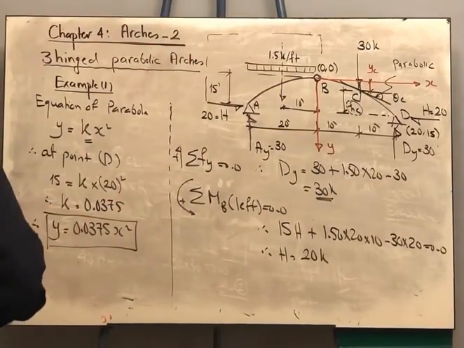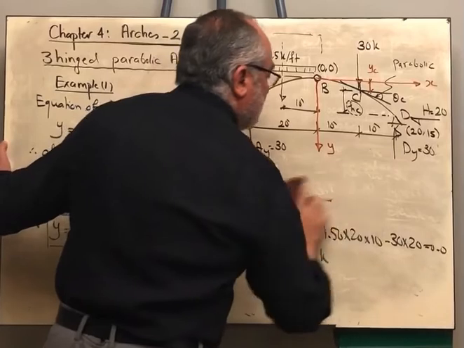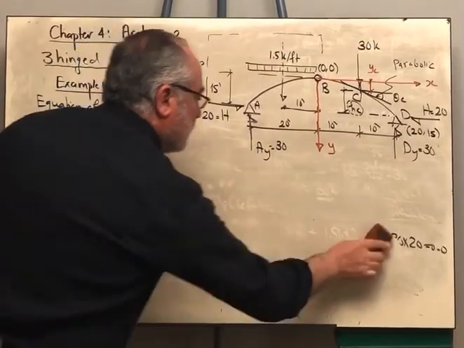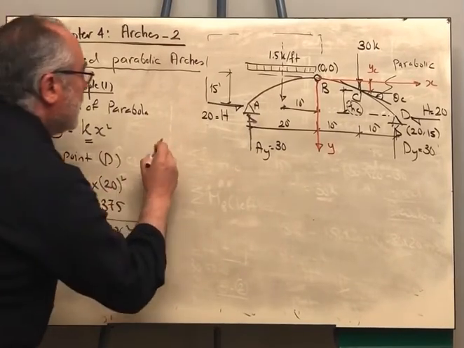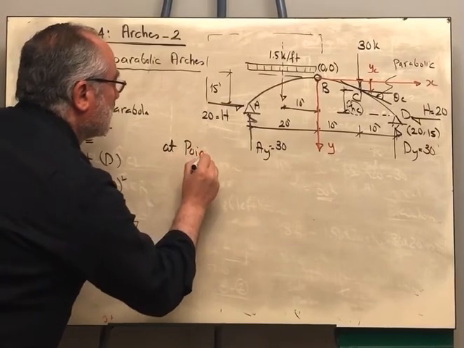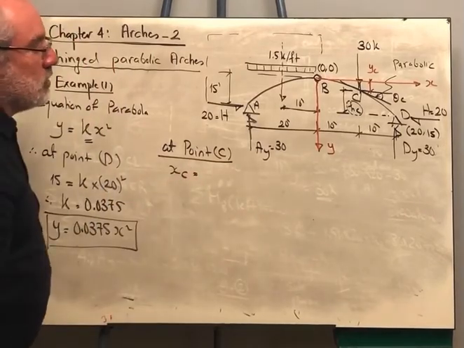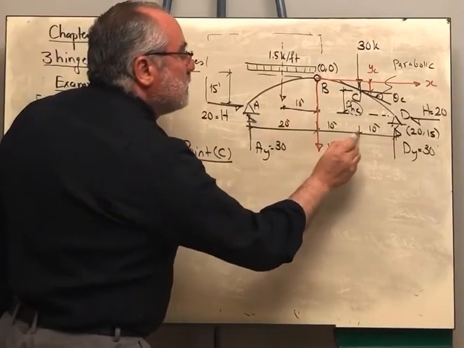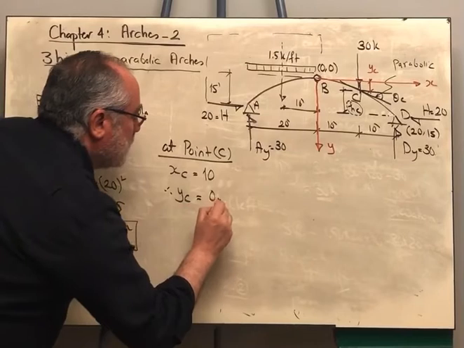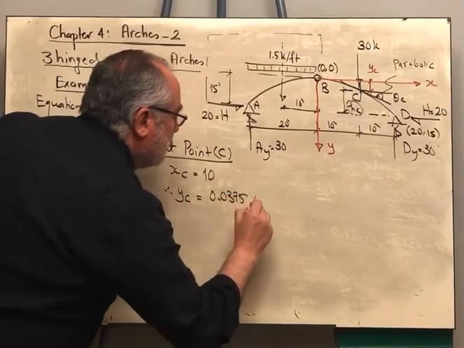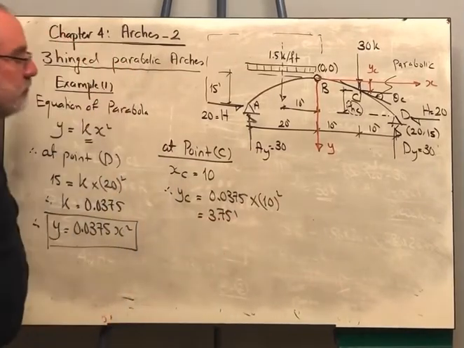We can say here at point C, the value of XC is how much? Since this is the origin, the value of XC is 10 foot. Therefore YC is equal to 0.0375 multiplied by 10 squared. So this is 3.75 foot.